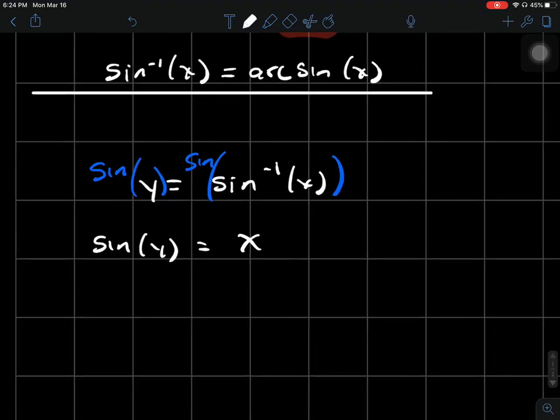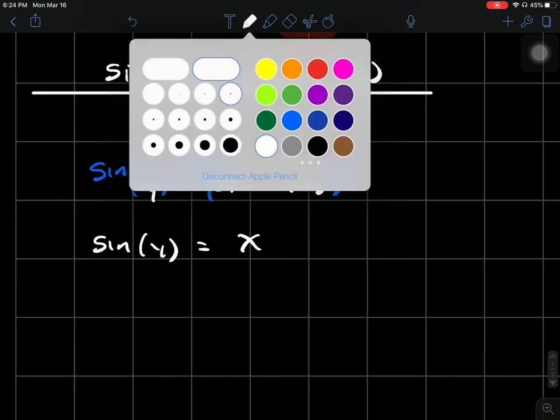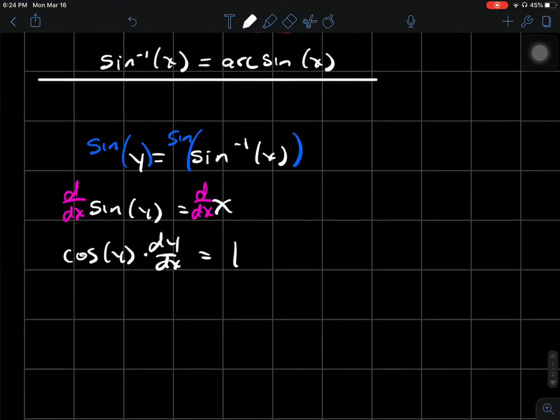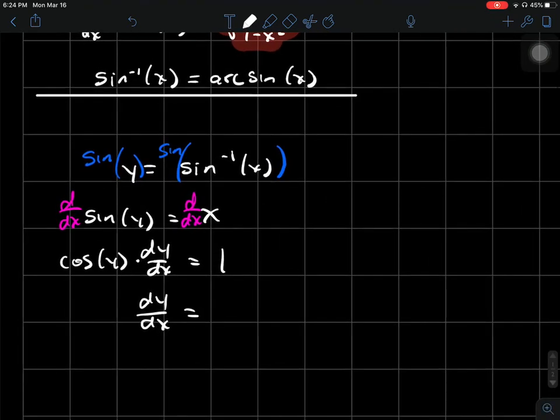Now we should be able to take this derivative. Let's take the derivative of both sides with respect to x. On the left, the derivative of sine is cosine. Inside stays the same. Then you multiply it by the derivative of the inside. The derivative of y is 1, but it's the wrong variable, implicit differentiation. So we throw on a dy over dx. The right side, the derivative of x with respect to x, is 1. Trying to get dy over dx by itself, which is the same thing as y prime, we're going to get 1 over cosine of y.